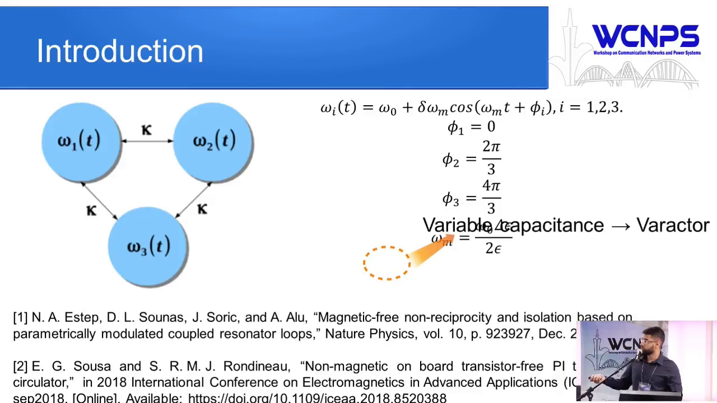Here we can see the epsilon, and we can convert this electromagnetic term into a variable capacitance. In electronics, we have a device to do it, and it is a varactor. But the purpose of this presentation is not to explain the physics. If you want to understand more about the physics behind this device, I strongly recommend you read these two papers. Okay?